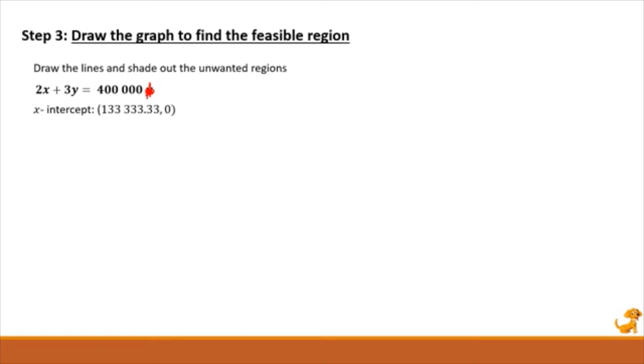I substitute it in there. I have 3y is equal to 400,000. I divide by 3 on both sides. I get my x value. Then I work out my y-intercept. Remember, at the y-intercept, x is equal to 0. So yeah, x is 0.